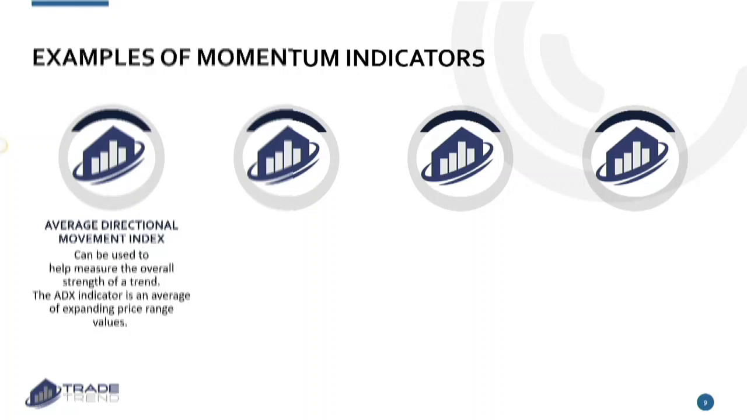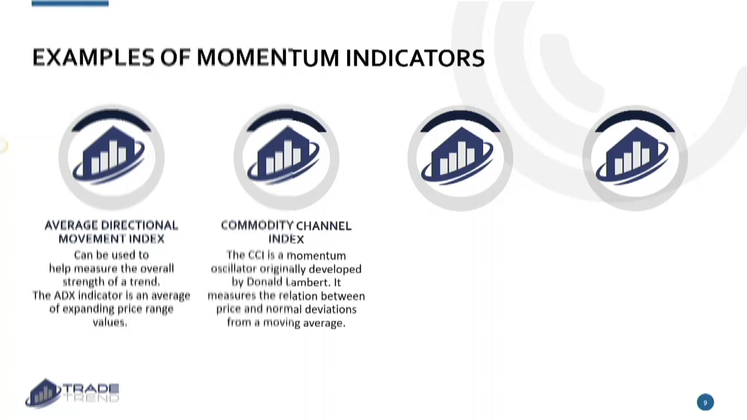so a commonly used one. Commodity channel index, how many people have heard of the commodity channel index or use it? It's probably one of the more commonly used ones. It's called the CCI. It's a momentum oscillator. It was developed by Donald Lambert, and it measures the relation between price and normal deviations from a moving average. So it does a pretty good job when used alone.